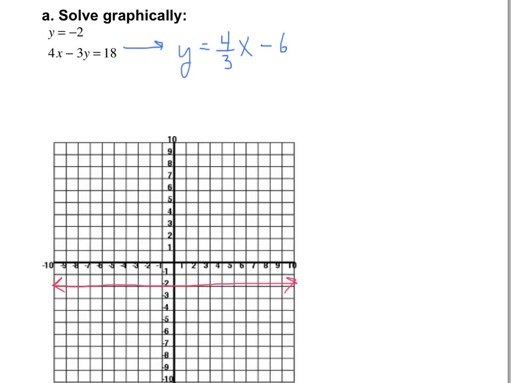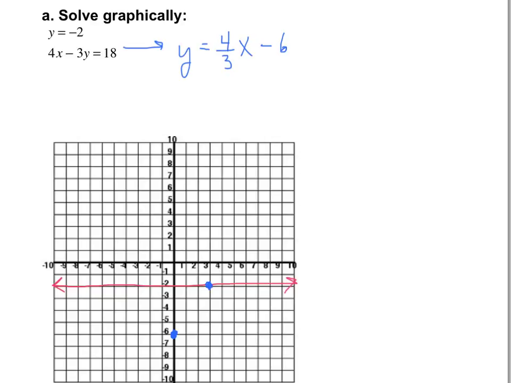The second equation begins at the b value, negative 6, on the y-axis. That's this point right there. So you're going to want to plot that point and do your slope, which tells you to go up 4 values over 3. So up 1, 2, 3, 4, over 1, 2, 3 gives me my second point.